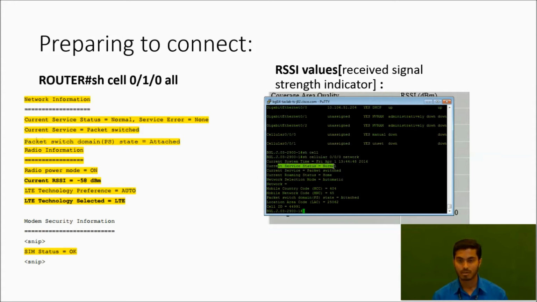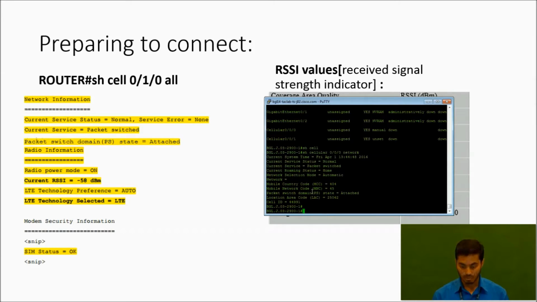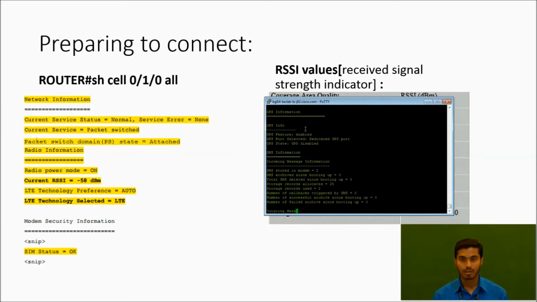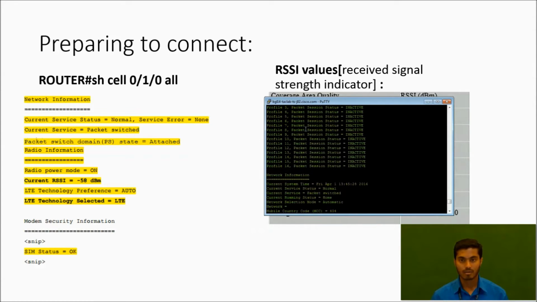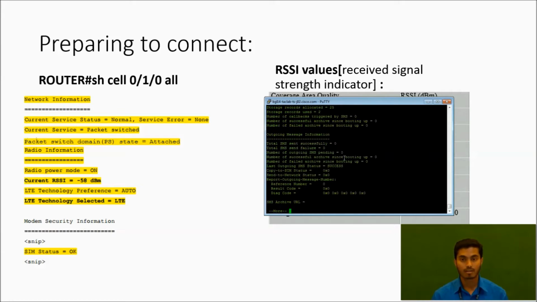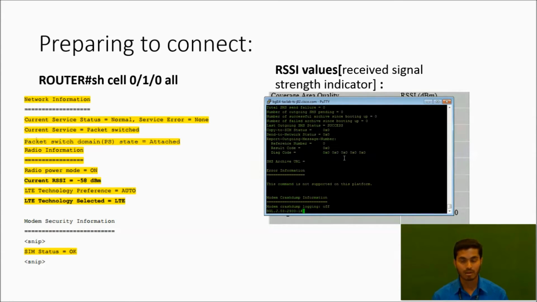The current service status is normal, packet switched, which means that it's provisioned for data, and then the packet switch domain is attached, and so on and so forth. Coming to the coverage, we will find that information here. The network coverage that I have on this router is pretty good. It is minus 98 dBm. I have a good reception, and here it is selected 3G due to the coverage where the router is located. So let's proceed further to configure this router.